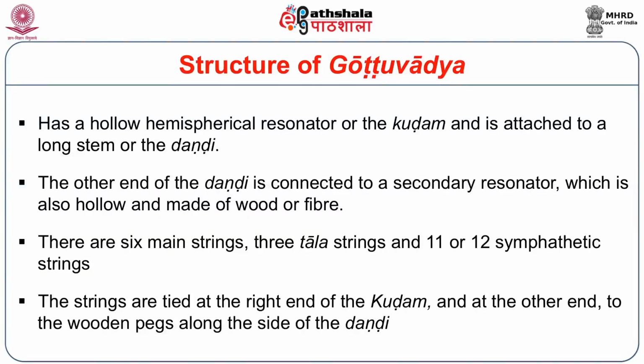But in the Gotuvadya there are no frets at all, and the number of strings differs: there are 6 main strings, 3 tala strings and 11 or 12 sympathetic strings. The sympathetic strings go underneath, and the 6 strings are tied at the end of the kudam, and externally the structure looks very much like the Veena.